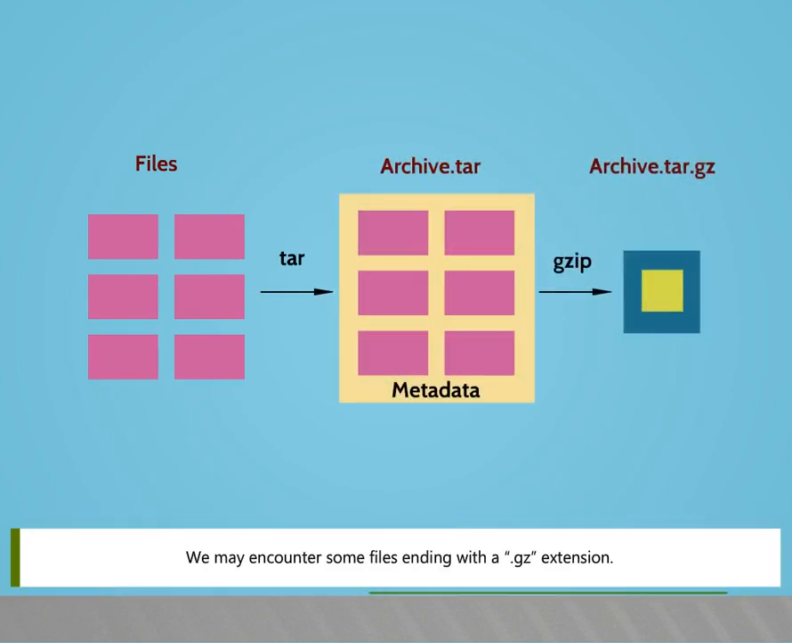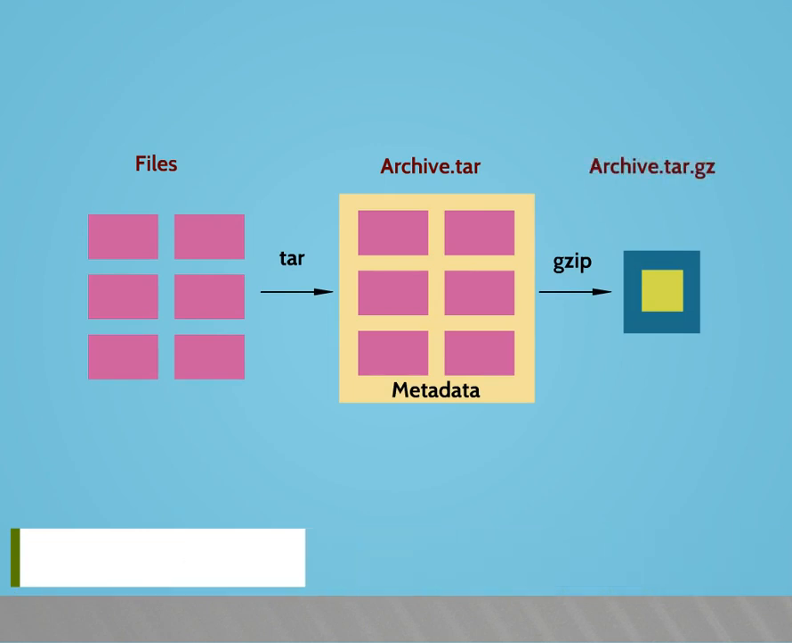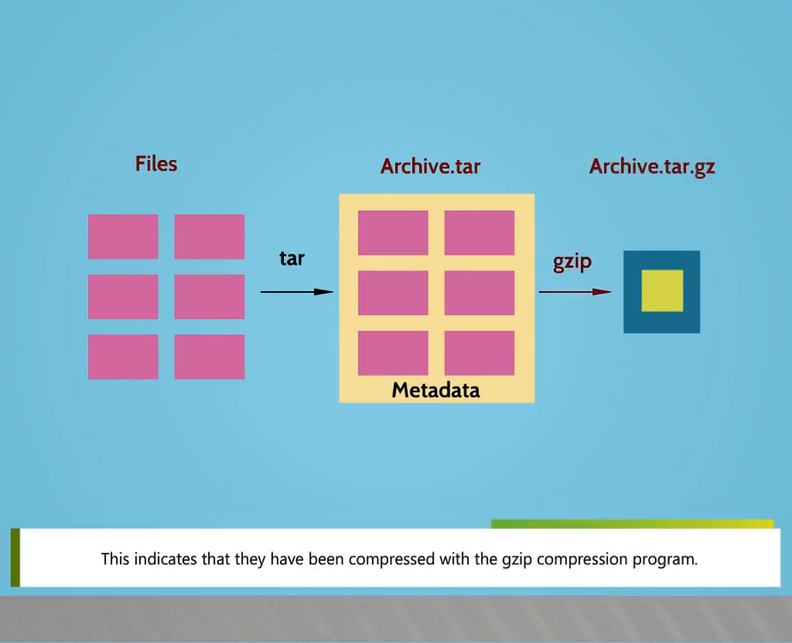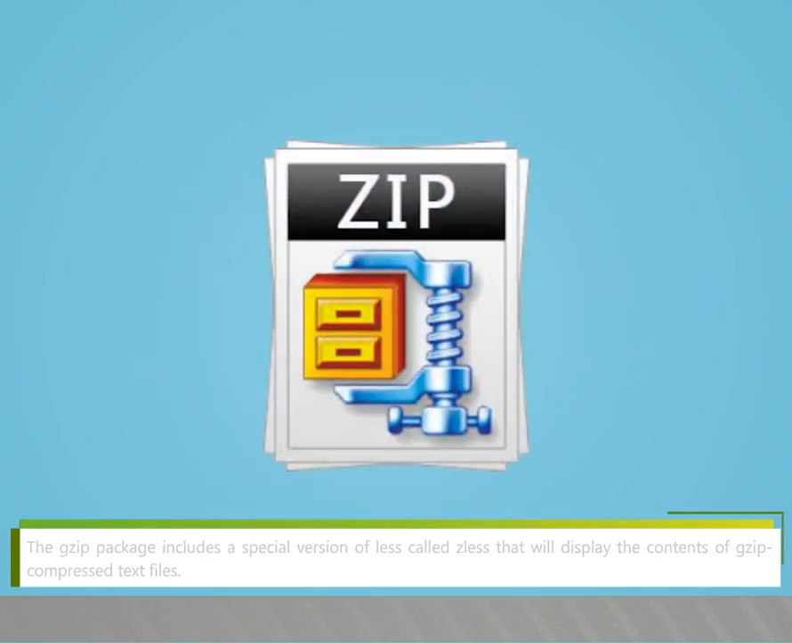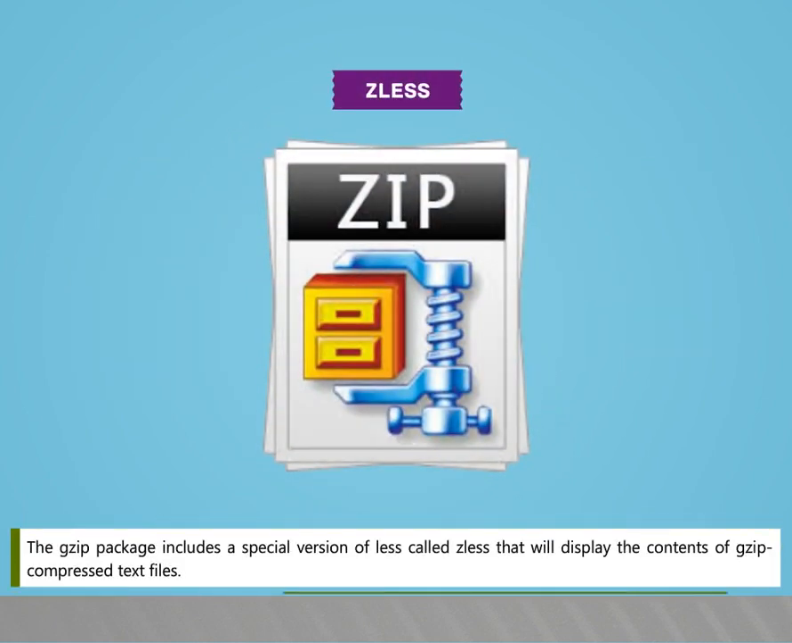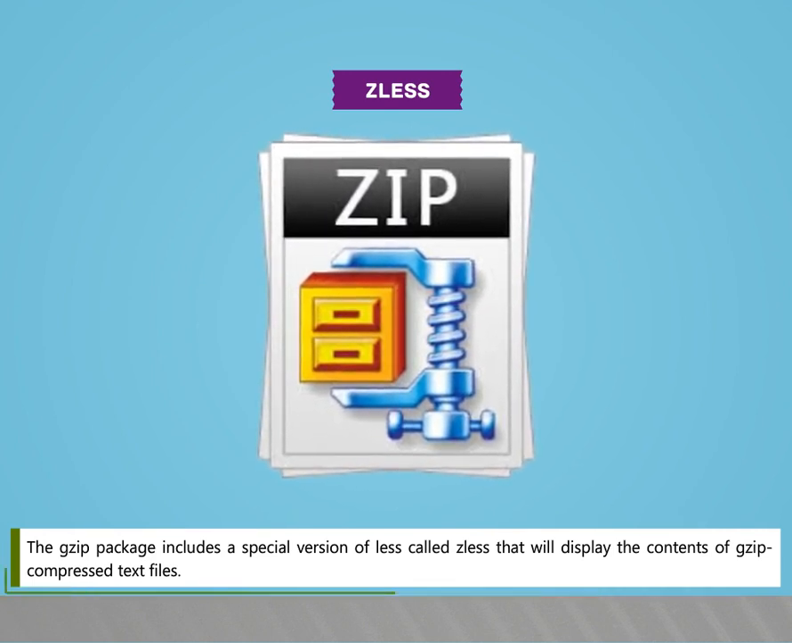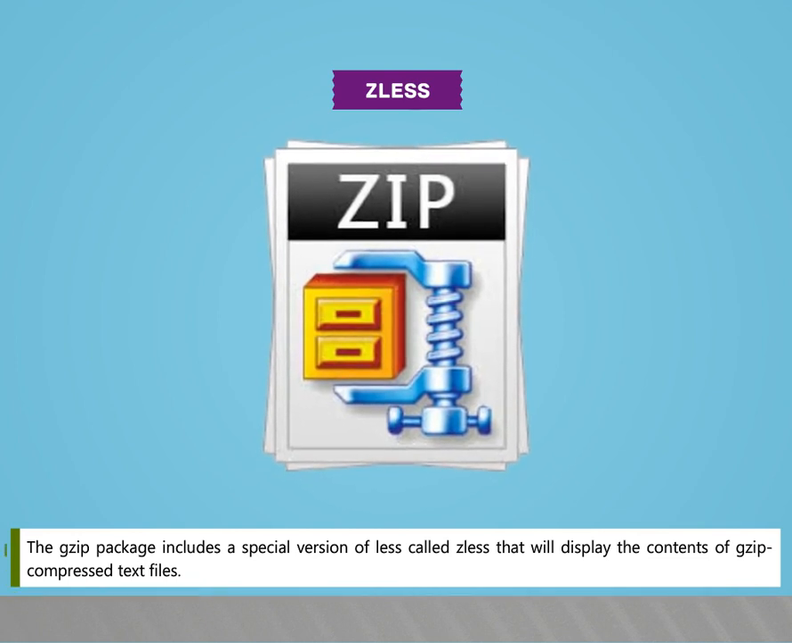We may encounter some files ending with a .gz extension. This indicates that they have been compressed with the gzip compression program. The gzip package includes a special version of less called zless that will display the contents of gzip compressed text files.